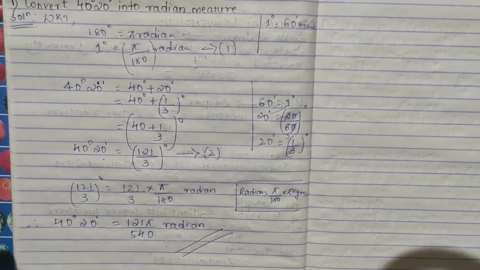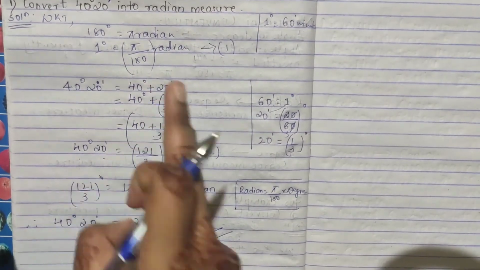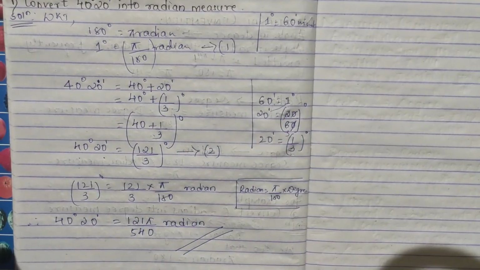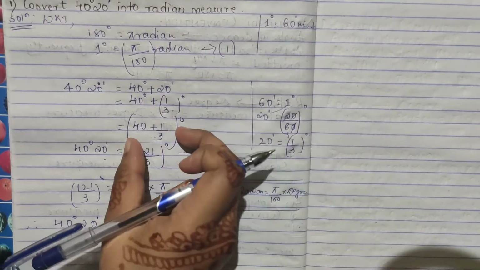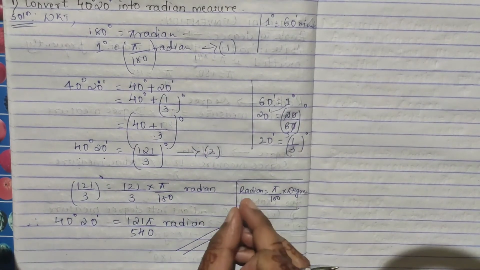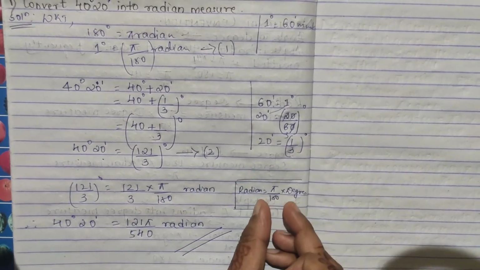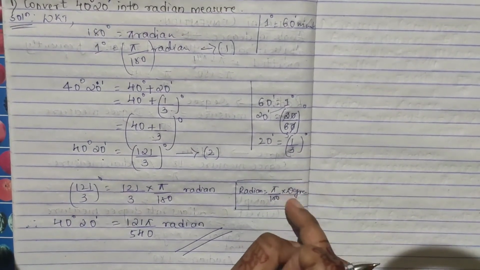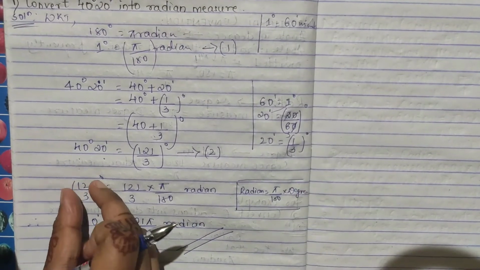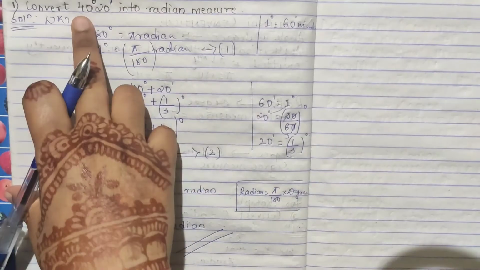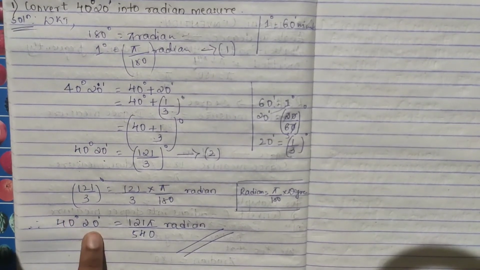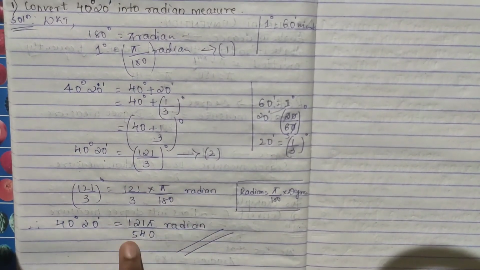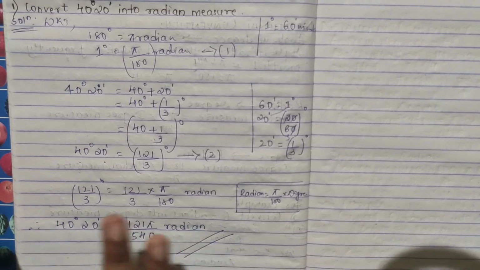Understood? If you have minutes, with the help of 1 degree equal to 60 minutes, convert that into degrees, and then convert radian to degree means you have to use pi by 180 into whatever degree measure you have got. So this 121 by 3 actually is 40 degree 20 minutes, right? I have written 40 degree 20 minutes is equal to 121 pi by 540 radian. Understood how you have to do it?